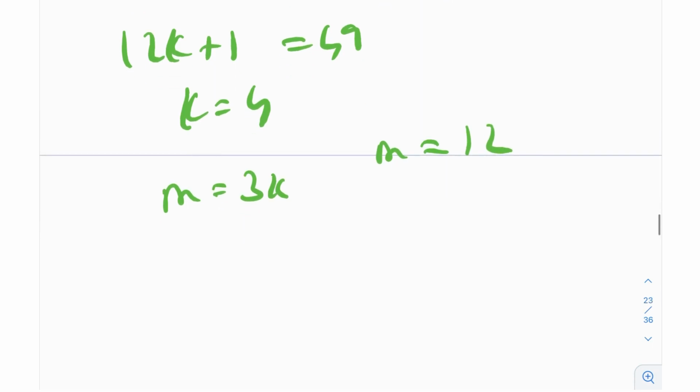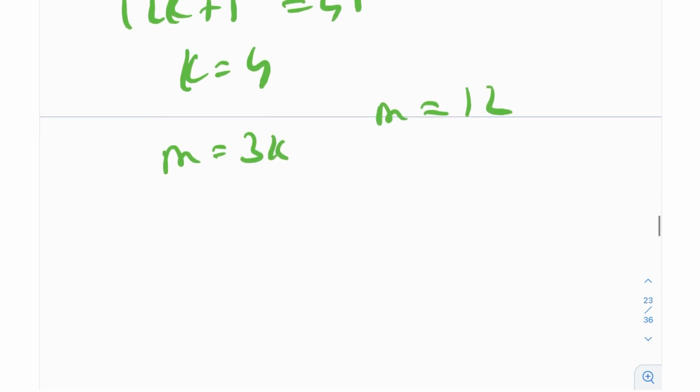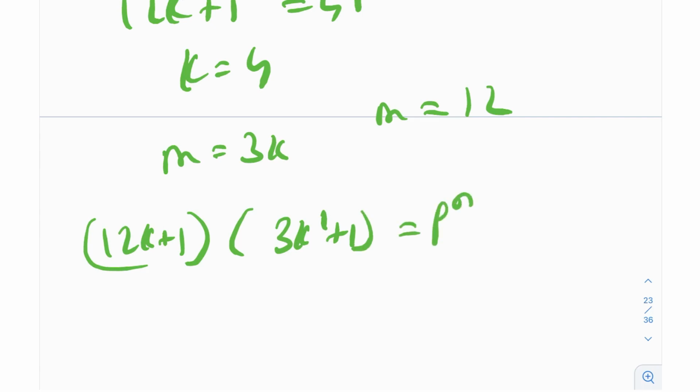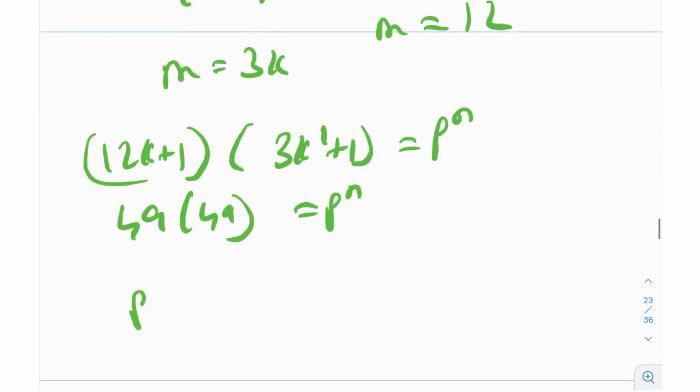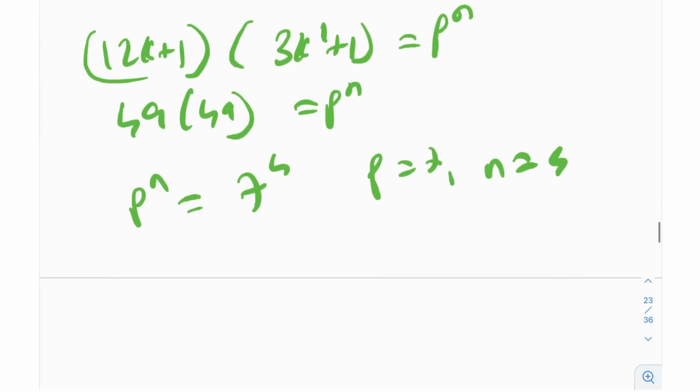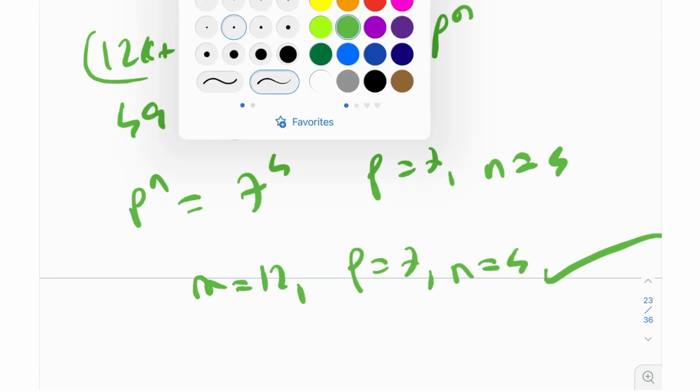If you put it back into the original equation, let's just see what we get. We had 12k plus 1 times 3k squared plus 1 is equal to p raised to the power n. If I put k is equal to 4 over here, I get 49 times 49 is equal to p raised to the power n. So p raised to the power n is 49 squared, which is 7 raised to the power 4. So p is 7 and n is 4. That's really great actually, because m is equal to 12, p is equal to 7, and n is equal to 4 is a valid solution.